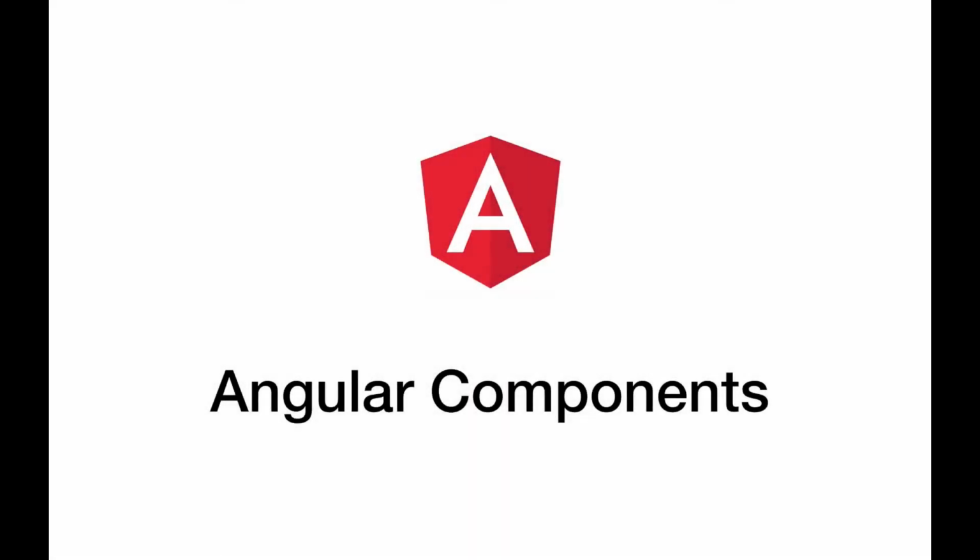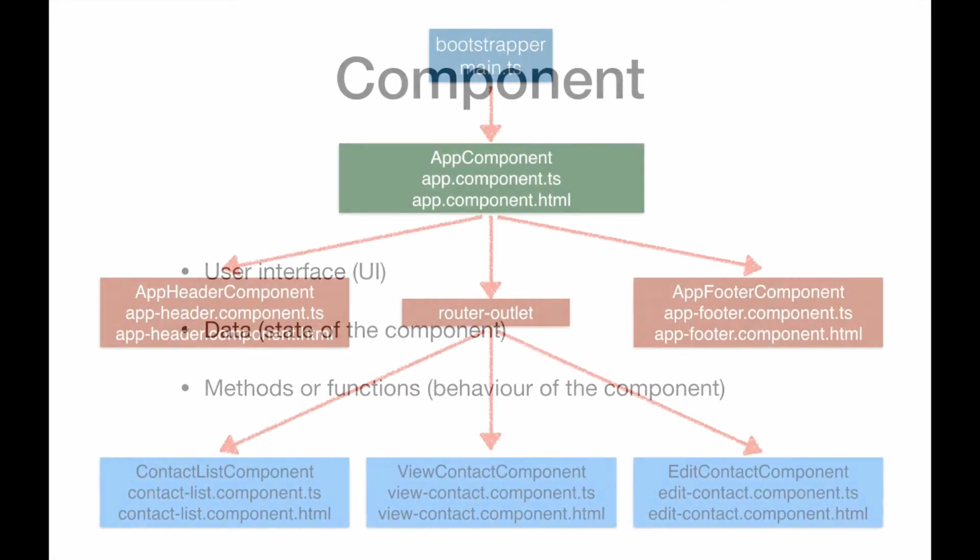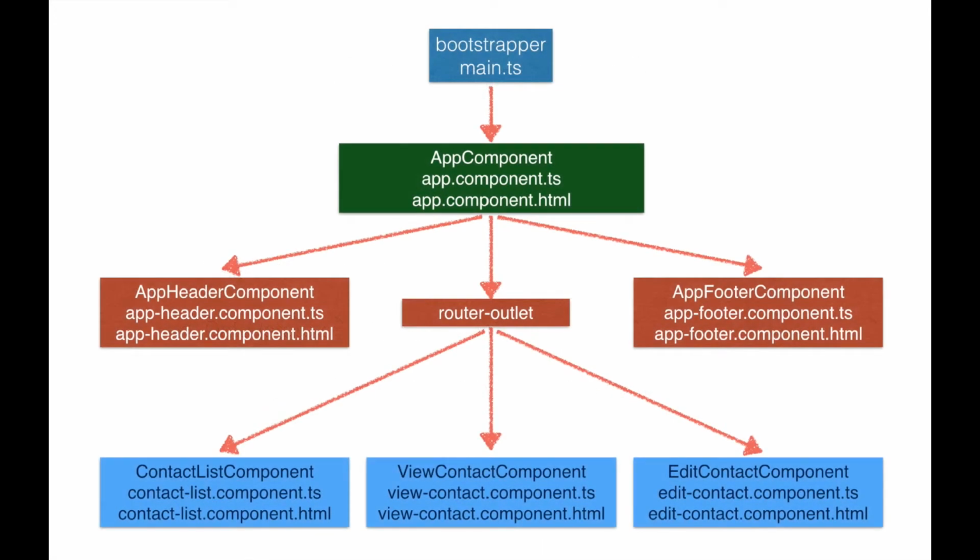A component is the fundamental building block of an Angular application. It groups the user interface, corresponding data, and event handling functions. Also, an Angular application can be considered to be a tree of components, with a root component having one or more child components, and each of these components having child components of its own, and so on and so forth.